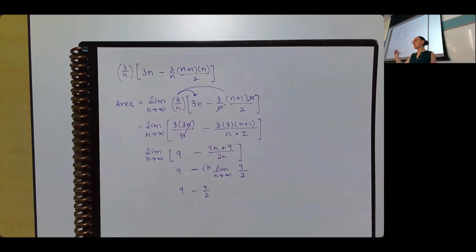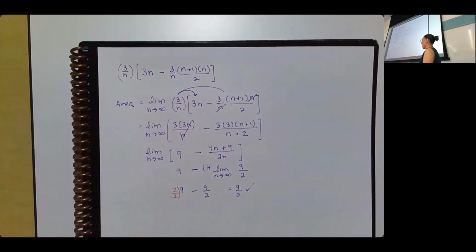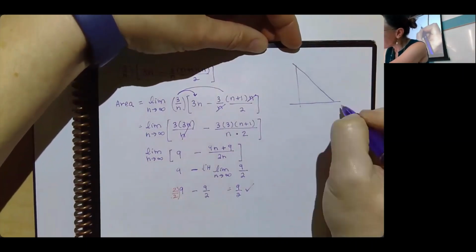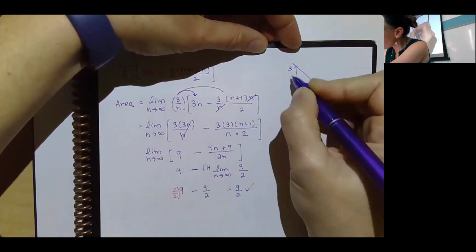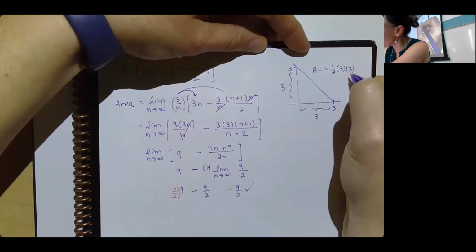What did we get for the area at the beginning of all this when we just used geometry? Darn, did we get 9 halves? Yeah, we did get 9 halves. Because if we get a common denominator here and multiply by 2 over 2, I've got 18 halves minus 9 halves, which is 9 halves, which means it worked. It's always good when calculus works. We did geometry. So we had a shape that looked like this. It had a base of 3 and a height of 3. And we said, oh, that's just a triangle. That's going to be 1/2 base times height. And we got 9 halves for the area.